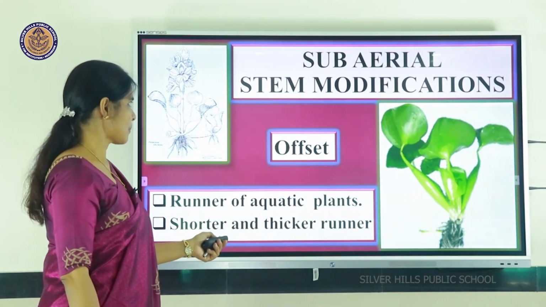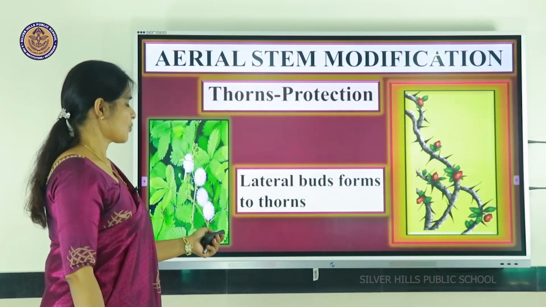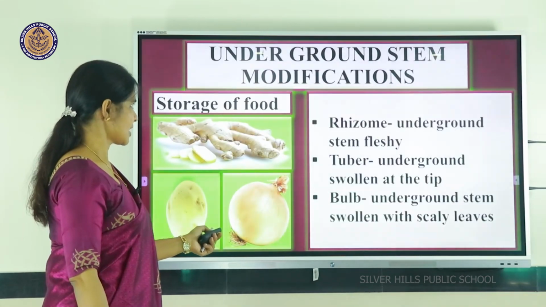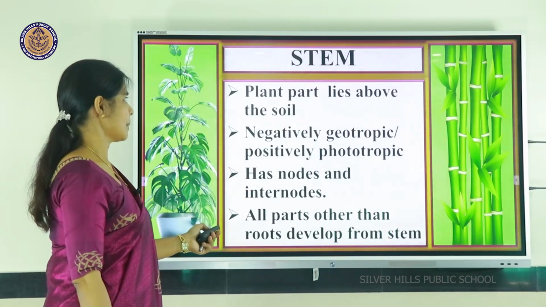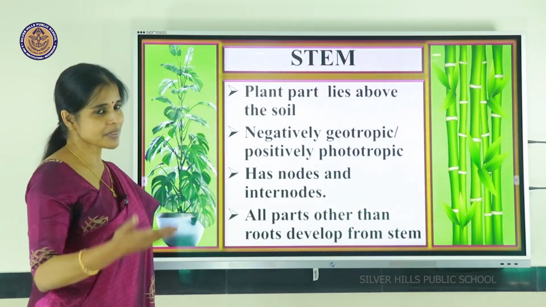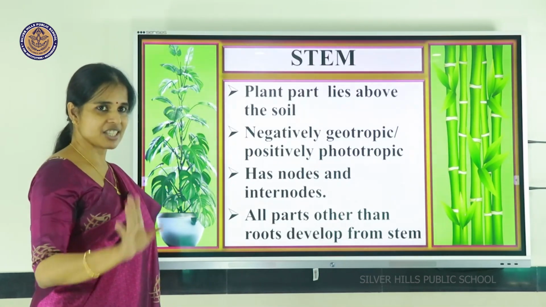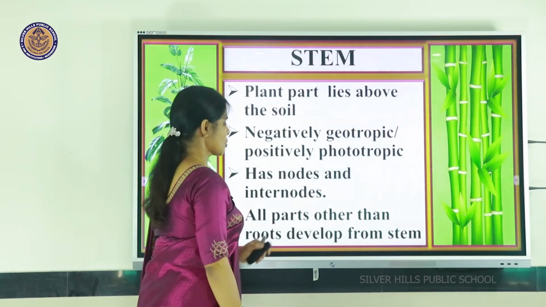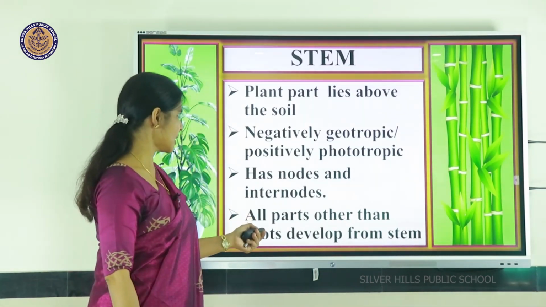Just a recapitulation of the stem part. What we have to learn in this chapter is the morphology of the stem. First, the characteristic features of the stem. What are the important characteristic features? It is the part which grows above the soil, so we can say it is negatively geotropic as well as positively phototropic. It has nodes and internodes, and all parts of the plant develop from the stem.